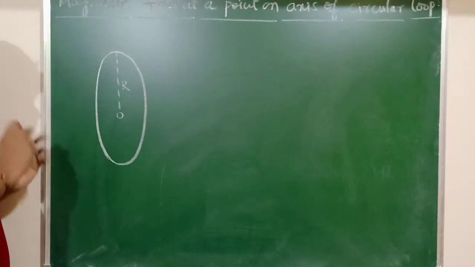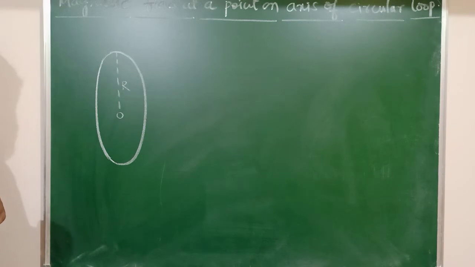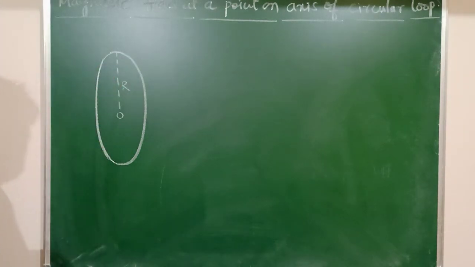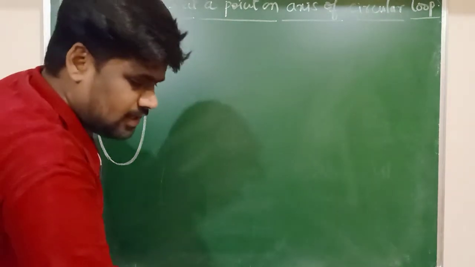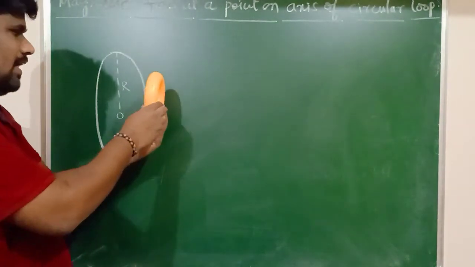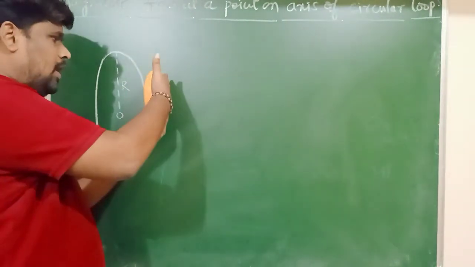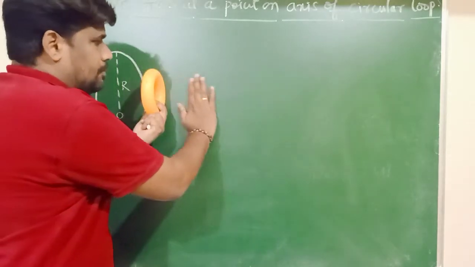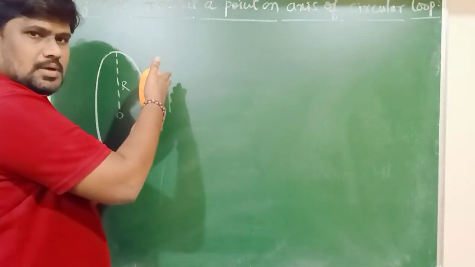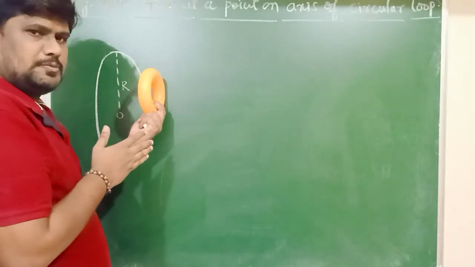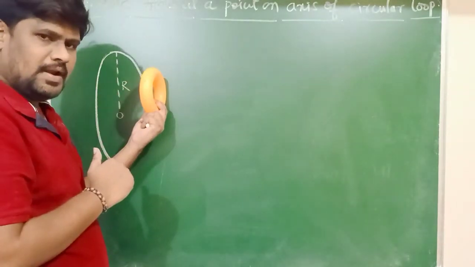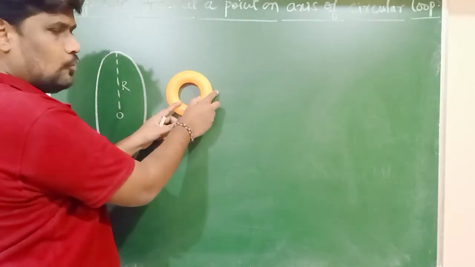Actually this loop is perpendicular to the plane of the board. This loop is not parallel to the plane of the board, but it is perpendicular to the plane of the board. Here is the plane of the loop. The plane of the loop is perpendicular to the plane of the board.